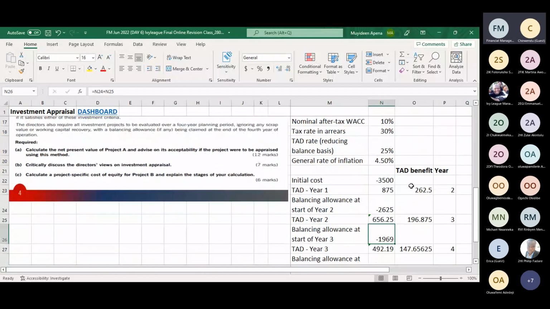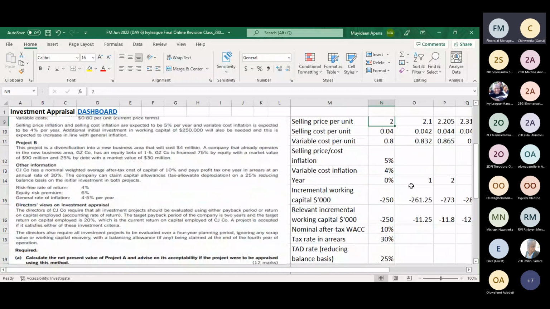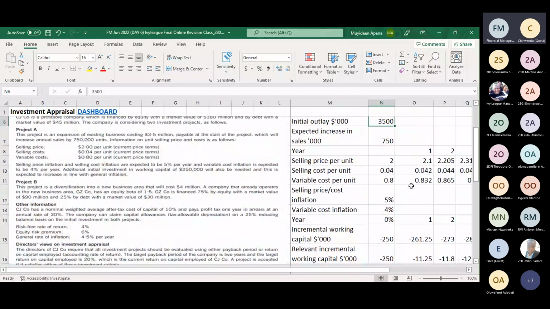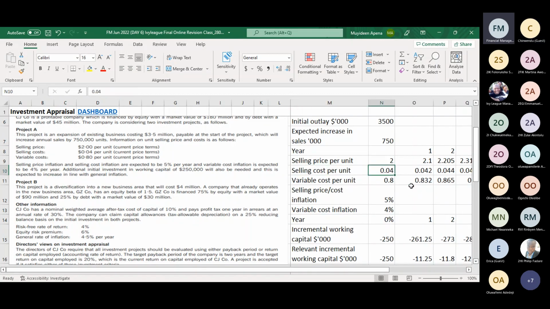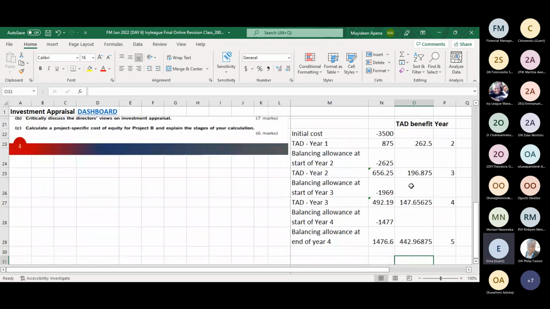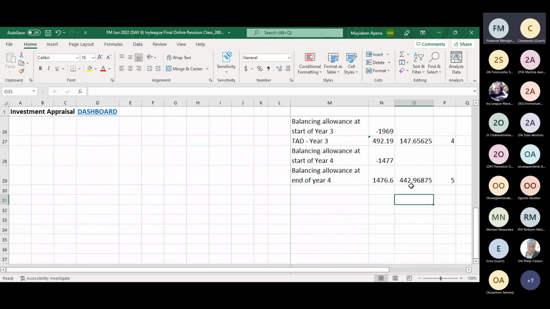So what other workings do we need to do? Those are the questions we ask ourselves. We are told the expected increase in sales will be 750,000 every year. So when we get to our investment appraiser, we can just do our calculation from there. So every year, 750,000 times the price involved. Okay, let's go to the investment appraiser proper.